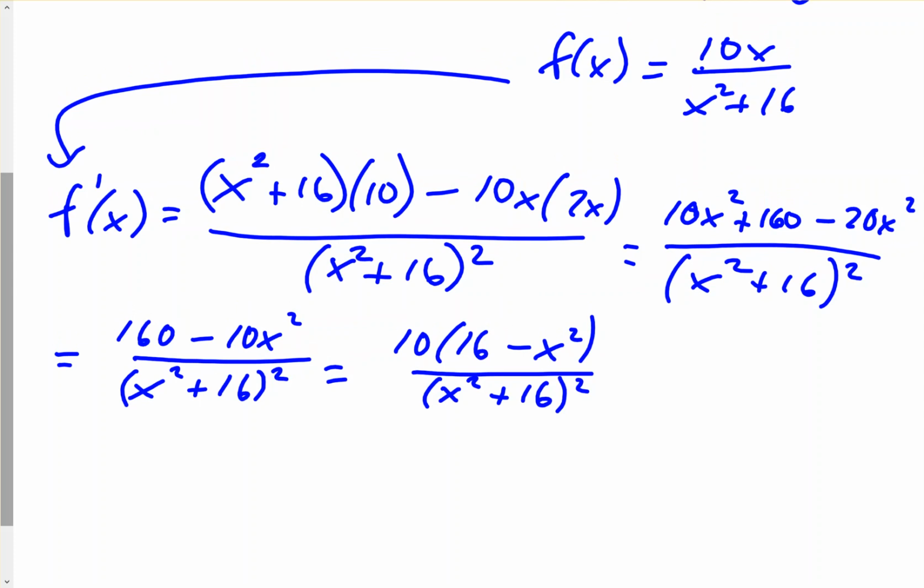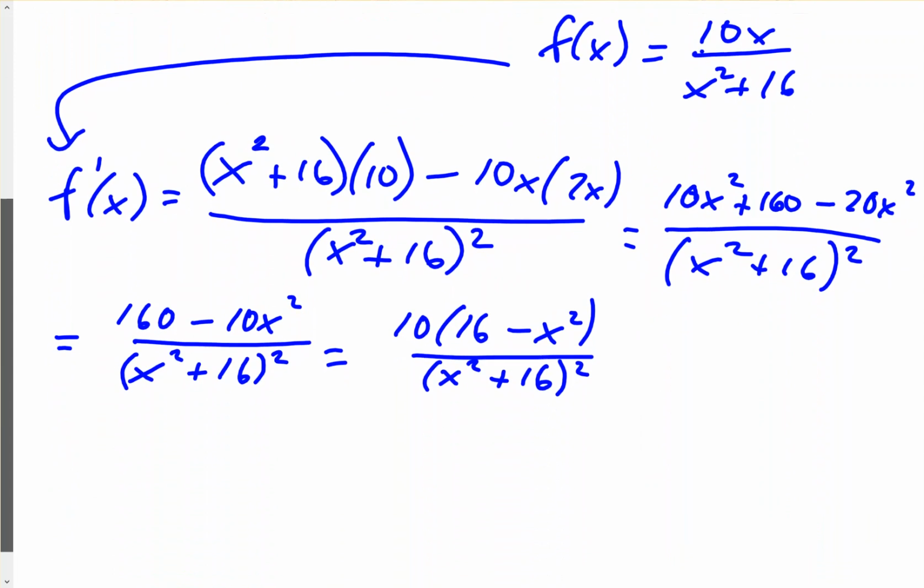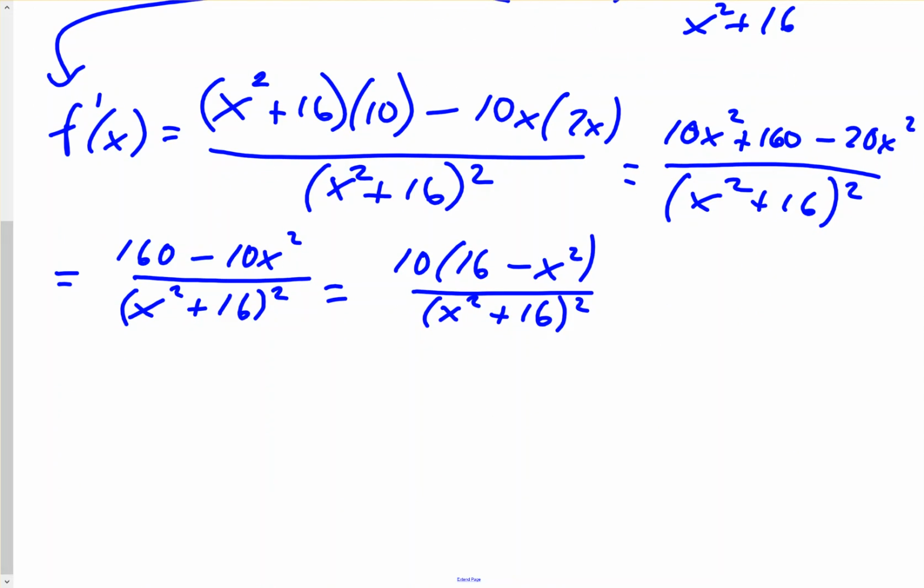So now if this is the derivative, it said that if the derivative was less than or equal to 0 for all x greater than or equal to some positive integer n, then f of x is non-increasing for x greater than or equal to n. So if we plug values in here, it has to be less than 0. Well, if we plug in numbers like 0, that's positive. 1, that would be positive. 2 squared, 4, 3 squared, 9, still positive. 4 squared, that would be 16, so that's a 0. And then we start getting negative after 4. So like 5, right? 5 squared becomes 25, and then 16 minus 25, that's negative.